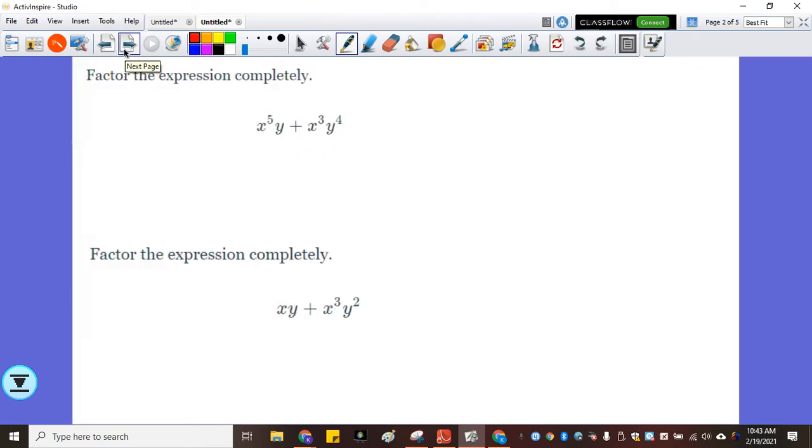Go back for a second. All right, so 3. Still factoring, still greatest common factor, but now it's all letters. So we have 2 terms, so I have 2 boxes. X to the 5th, y. X cubed, y to the 4th.